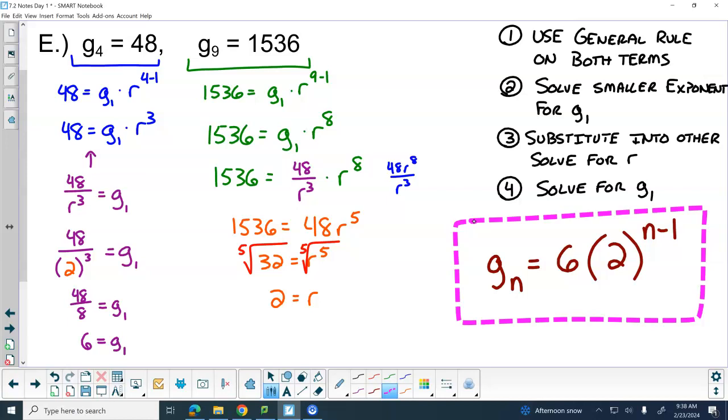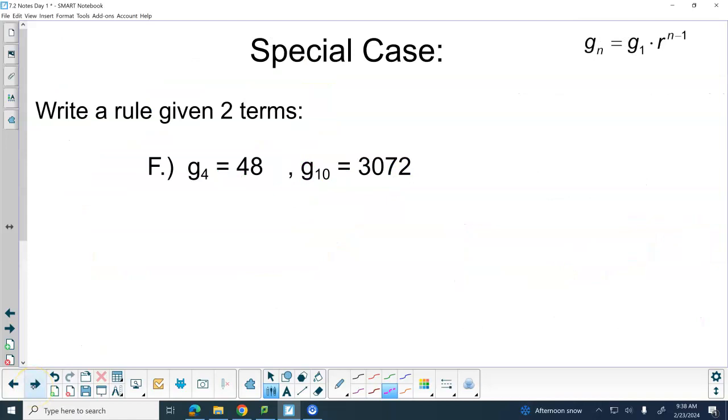Now, there is a special case in the given 2 terms realm. Okay? So let's set it up. So first step was, I'll give you, actually, I was so excited, so jazzed up for this. I'll let you write it down first. g sub 4 is 48. g sub 10 is 3072.